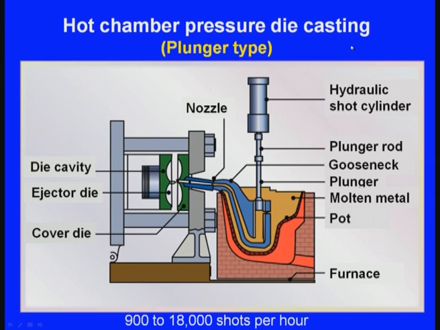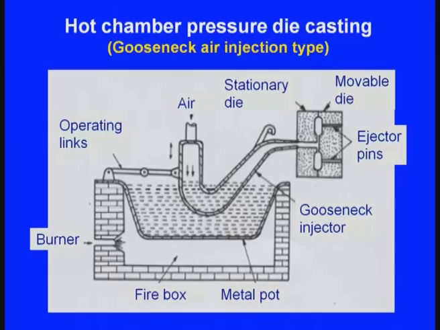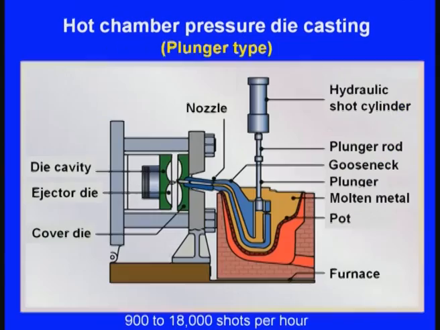And now, let us go to the second type, that is the plunger type hot chamber pressure die casting process. In the case of the gooseneck air injection, we are sending pressurized air to inject the molten metal into the metallic dies. Now, sometimes there is a risk that this air contains oxygen, and this oxygen may react with the molten metal and cause oxidation. That is why people have also developed another type, that is the plunger type.